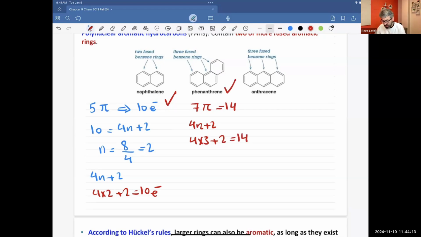Next one, again, it has 7 pi bonds or 14 electrons. So n is going to be equal to 3. And so you go 4 multiply 3 plus 2, it will be 14 electrons. And again, this last one will be aromatic.